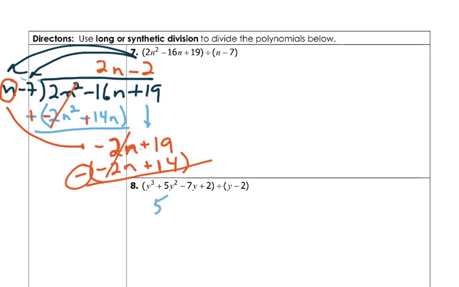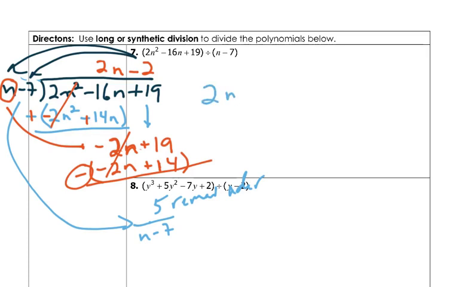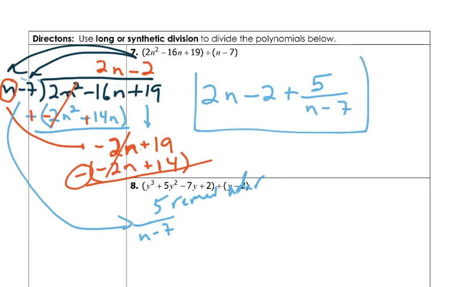So that's our remainder. We need to take this down here and put it underneath n minus 7. That's a positive 5 over n minus 7. So what we'll end up having as our final answer is 2n minus 2 plus the remainder of 5, which needs to be over top of the binomial n minus 7, and that is our final answer. All done. Simplified as we can get it.